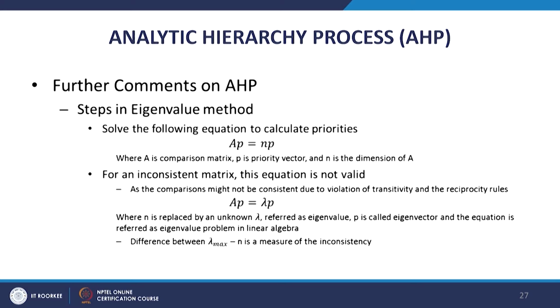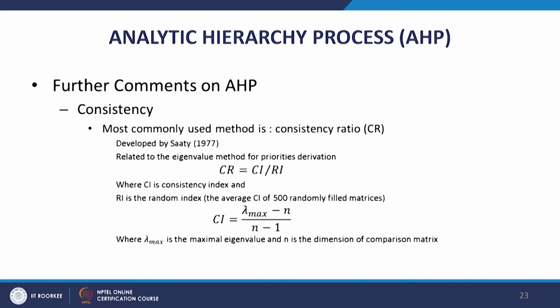Here you would also see the maximum lambda value that we can calculate satisfying the equation AP equals lambda P. That lambda max minus n, this difference, becomes the measure of inconsistency. This is the value lambda max minus n that, if you remember, we used in the consistency ratio. If we go back, this is the formula for the consistency index, and you can see in the numerator we have lambda max minus n.